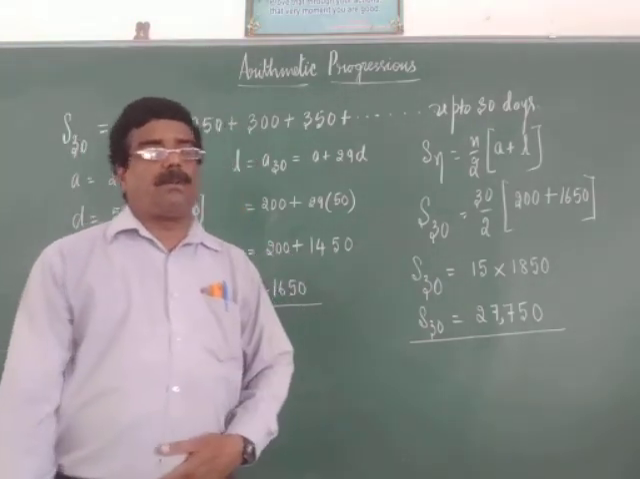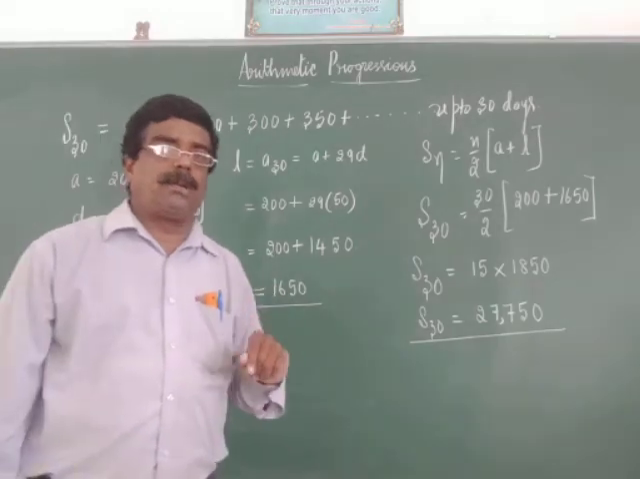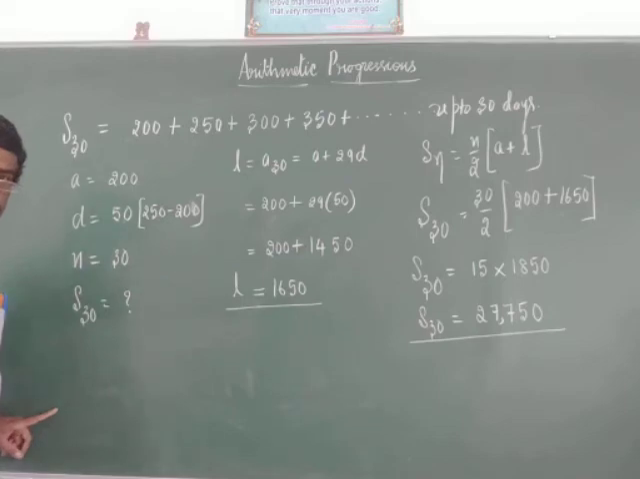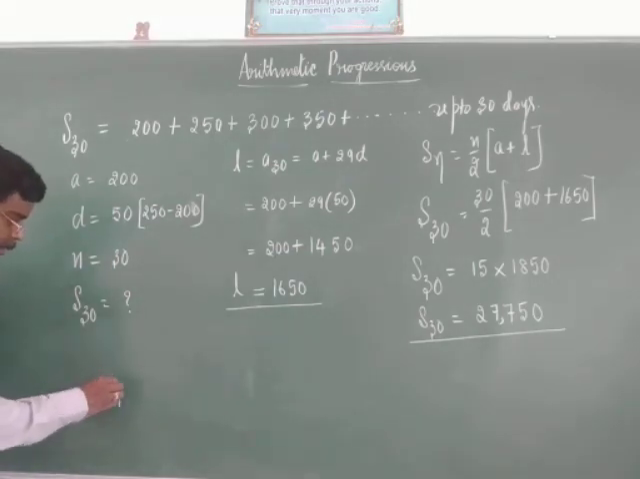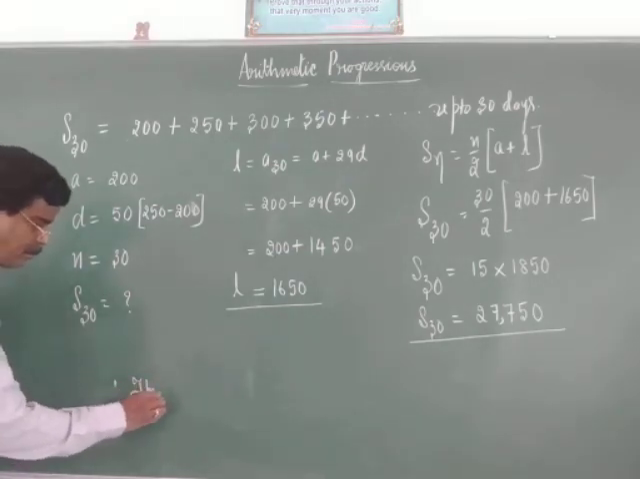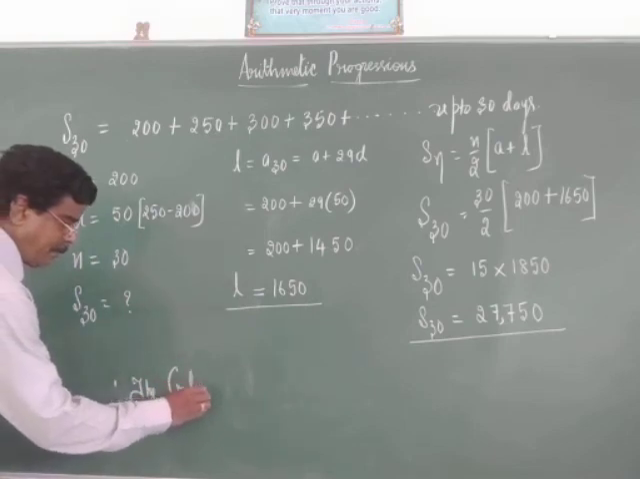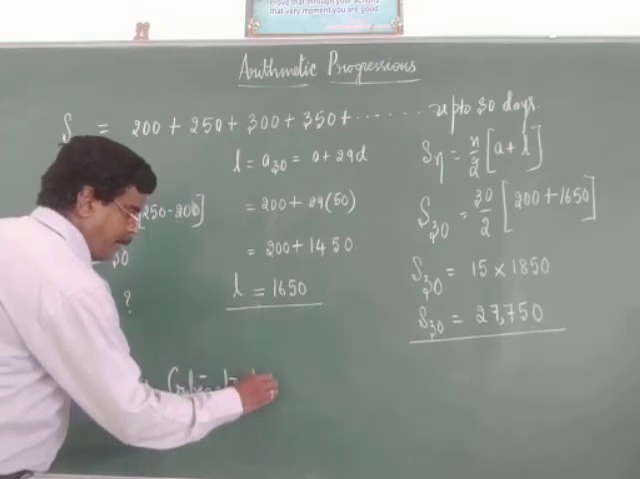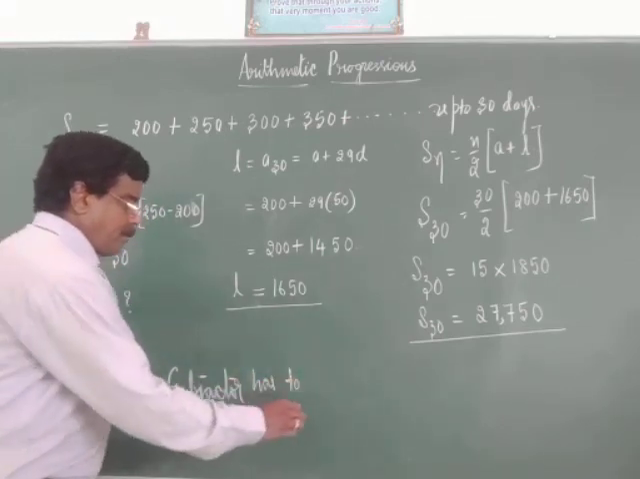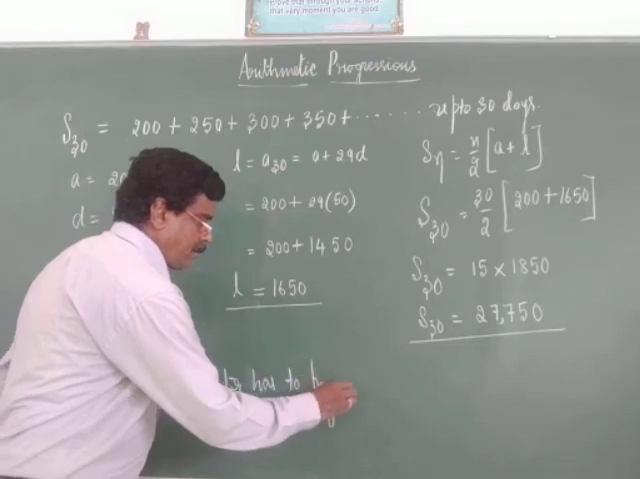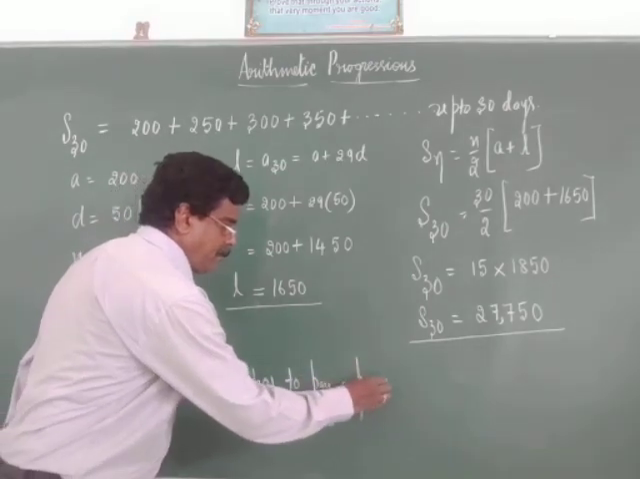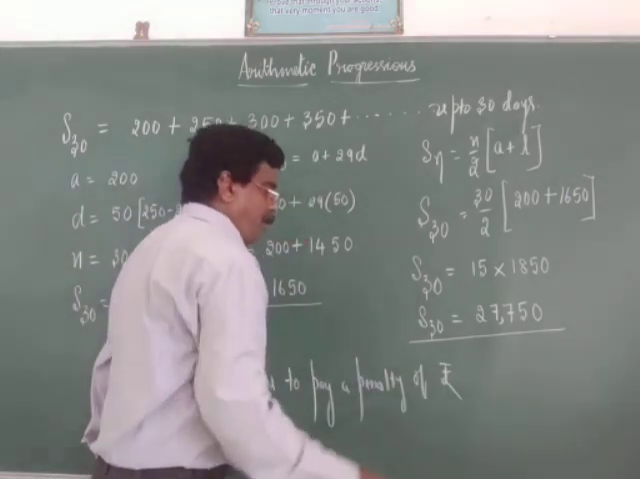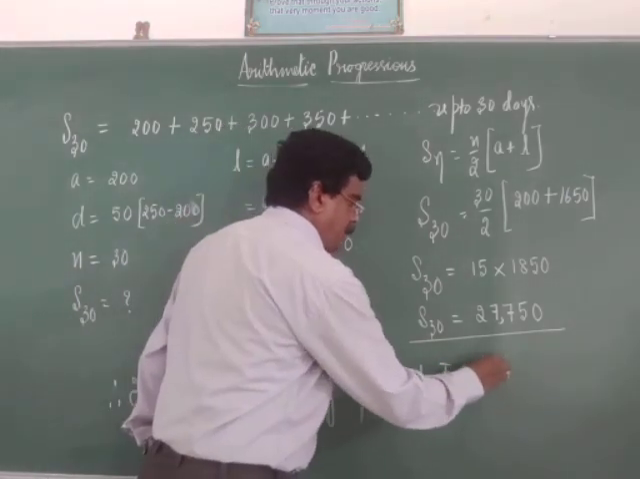I always say children, don't forget to conclude the answer. Now let me conclude the answer here. What is the answer? Therefore, the contractor has to pay a penalty of rupees 27,750.